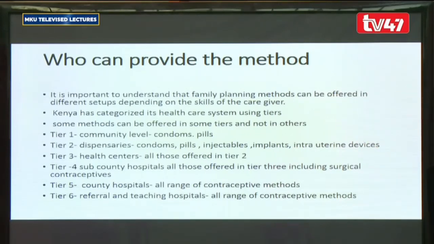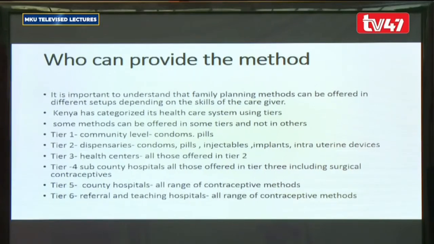Level 4, sub-county hospitals, all those offered in tier 3, including surgical contraceptives, and also tier 5. Tier 5 and 6 can offer the whole range of family planning methods.